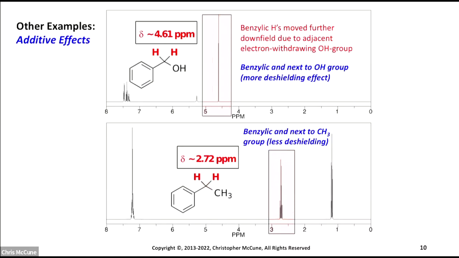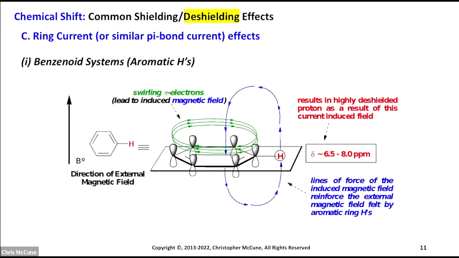So benzylic H has moved further downfield due to the adjacent electron withdrawing OH group now in the top case, okay? And so there's more of a deshielding effect. So let's talk about common shift, shielding, deshielding effects for ring currents. So I'm just going to use benzene as sort of the standard example here, and then we'll build from that.